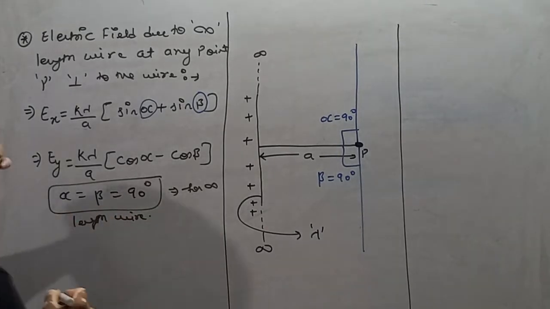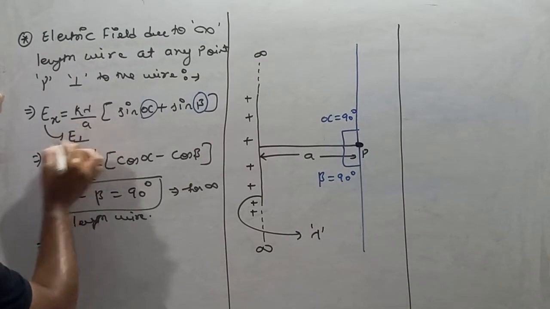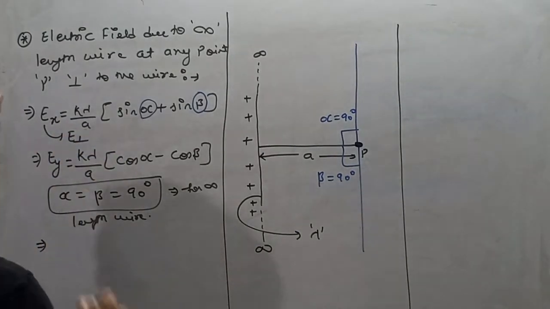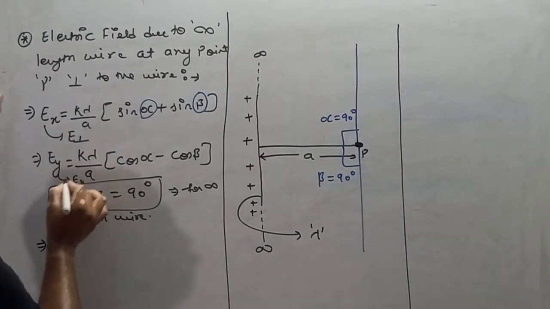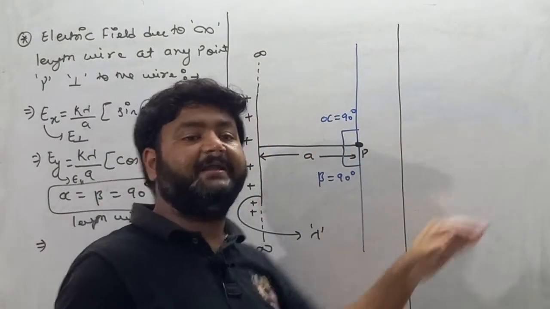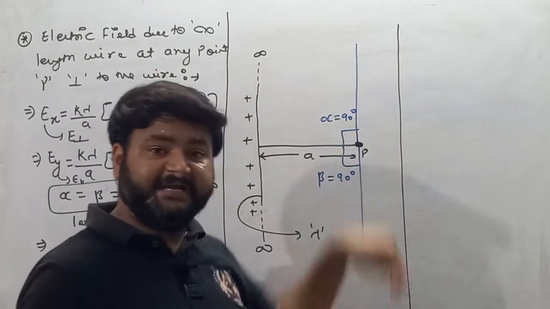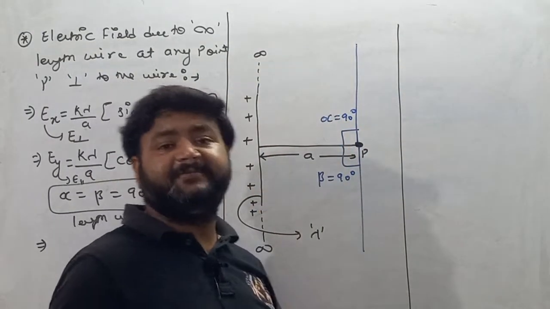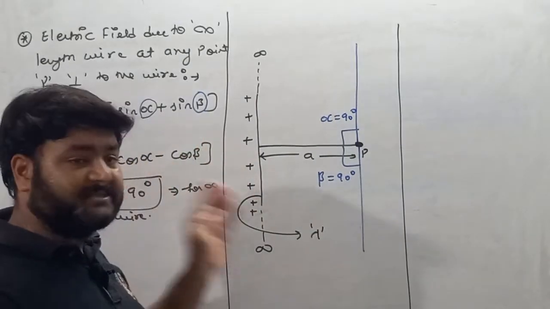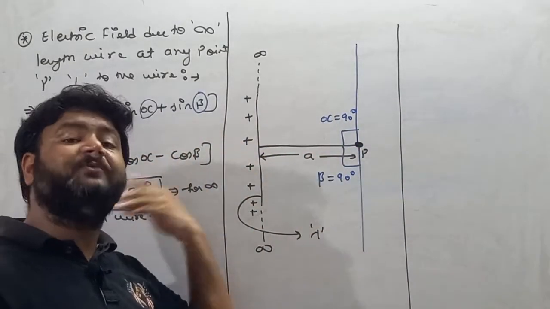Now what we have to do, we'll put the value of electric field, and remember Ex is also called E perpendicular and Ey is also called E parallel, because Ex is perpendicular to wire and Ey is parallel to wire. For positive X is away from wire, for negative Ex is towards the wire.